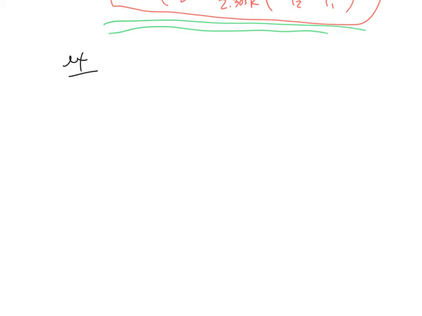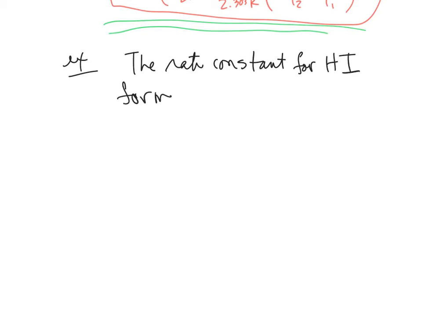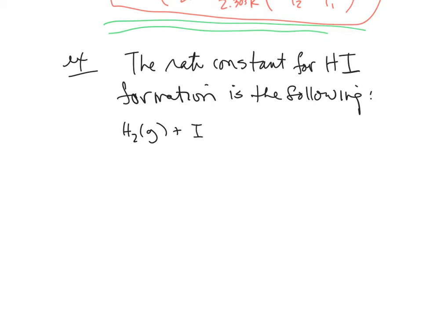So you have the information: the rate constant for HI formation is the following. That's not worded very well. So you have a gas phase reaction of H2 and I2 forming 2HI in the gas phase.